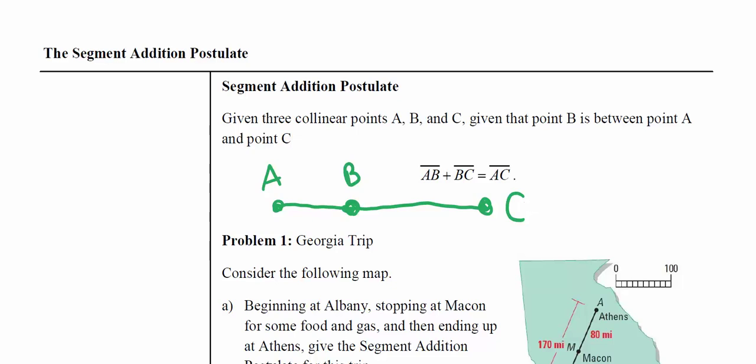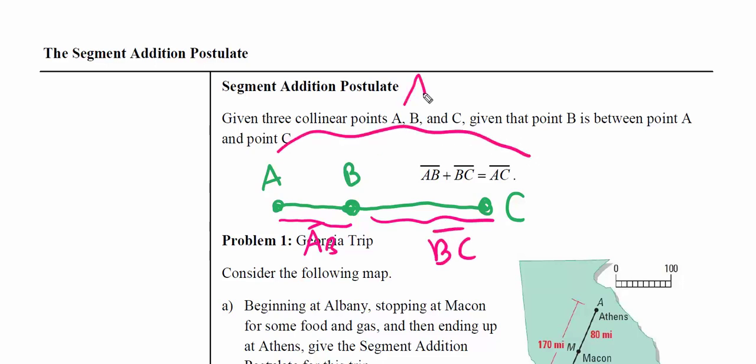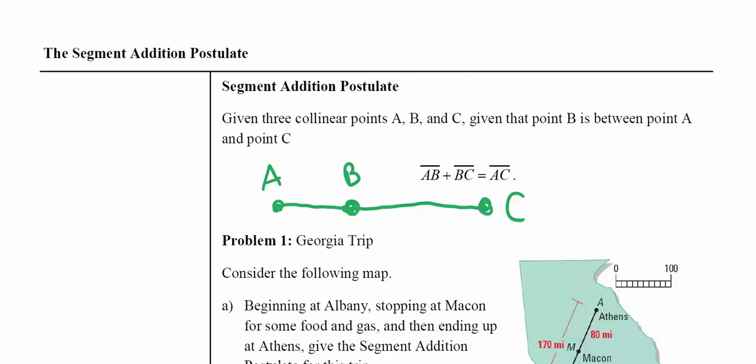Note that the length from here to here is AB. From here to here is BC. And the entire length of this line segment is AC. We propose to you that if we were to add AB to the length of BC, it would be the entire line segment AC.